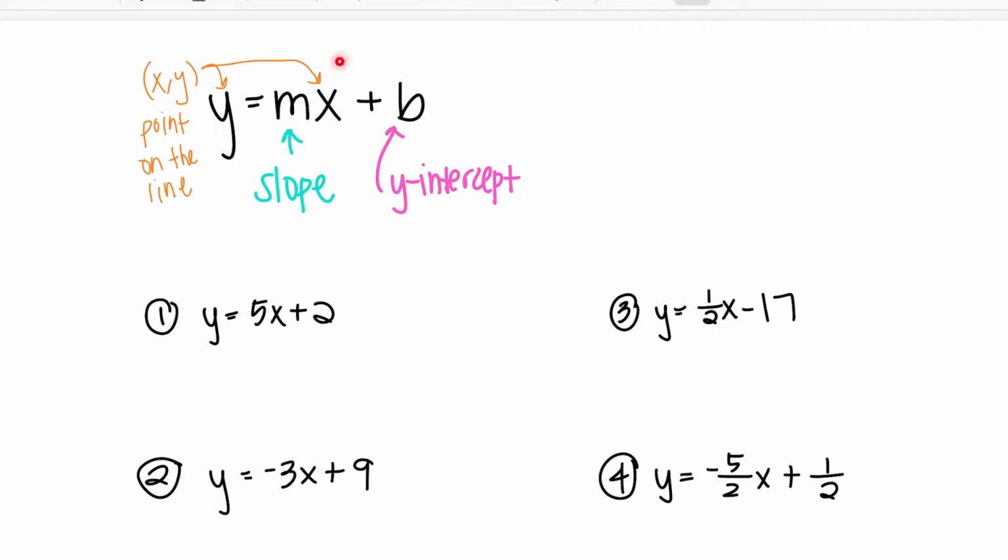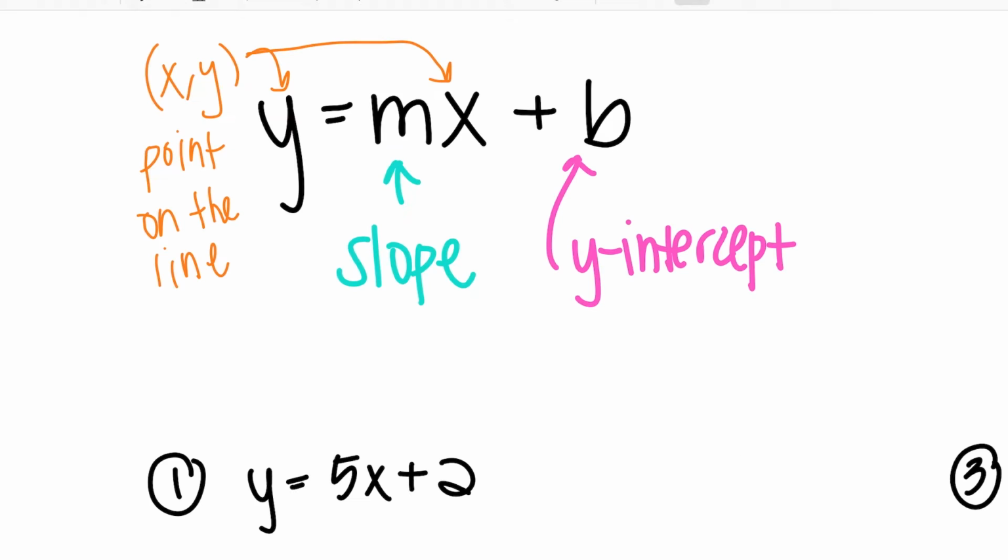Now let's use this general equation we have for the slope-intercept form of a line to identify what the slope and the y-intercept are of each of these lines below. If we know that the slope-intercept form of a line looks like this, then when we look at this equation here, what is the slope and what is the y-intercept?